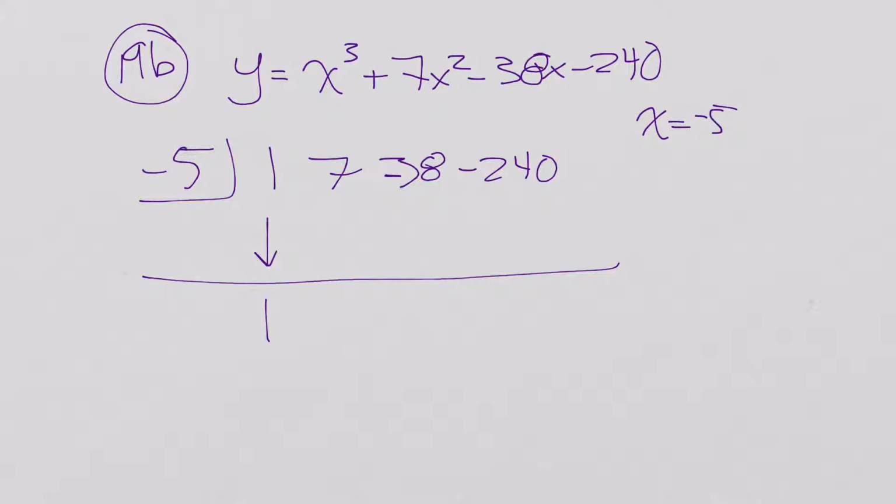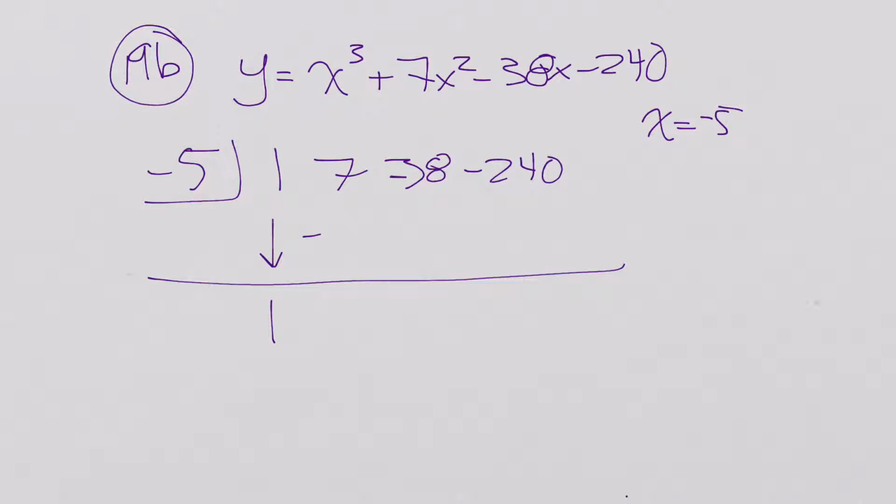So, pull the 1 down. 1 times negative 5 is negative 5. 7 minus 5 is 2. 2 times negative 5 is negative 10, so that becomes negative 48. Negative 48 times negative 5 is a number that I don't know in my head, so I'm going to do 48 times 5, and I'm hoping it is 240.